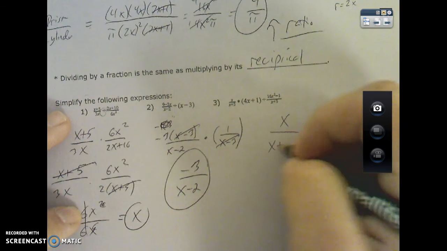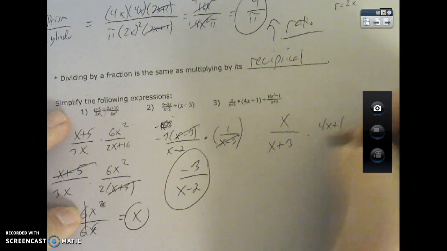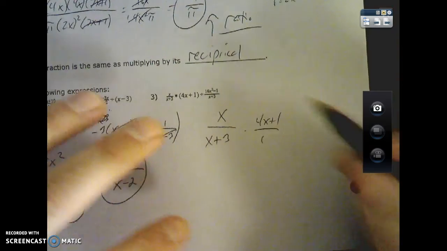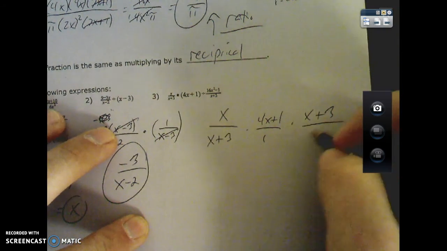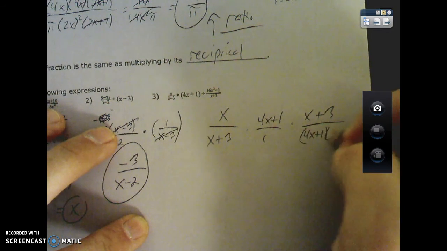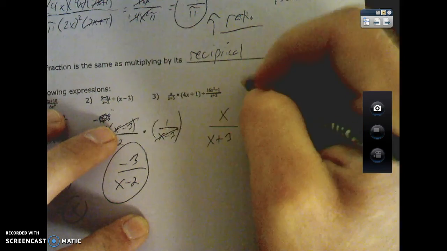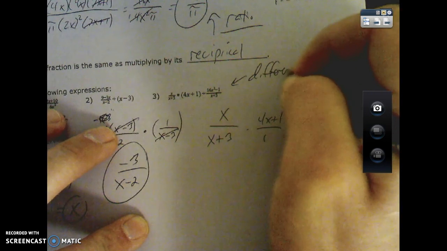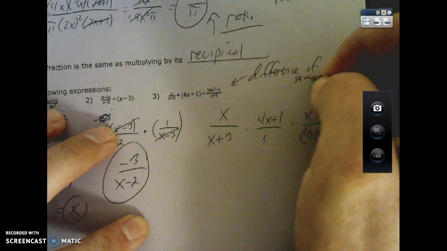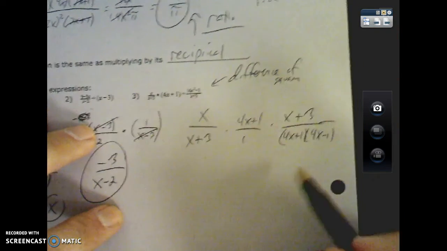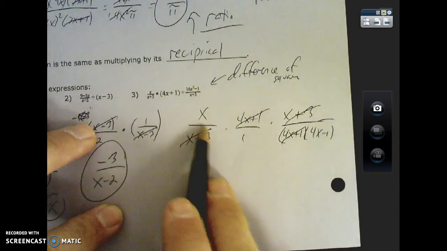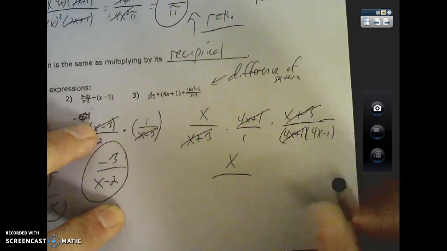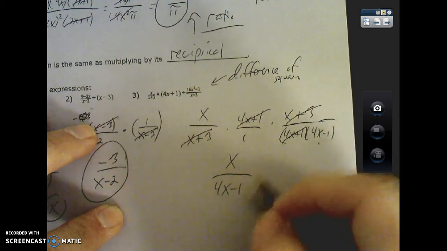Here, x over x plus 3 times 4x plus 1. I'm going to put it over 1. It just makes my life easier. And then because it's dividing, I flip it. So x plus 3 goes up top. This is 16x squared minus 1. 4x plus 1, 4x minus 1. GCF, this is a difference of squares. Okay, look for things to cancel out. 4x plus 1 is on top and on bottom. X plus 3 is on top and on bottom. The only thing I have left up top is an x. The only thing I have left on the bottom is 4x minus 1.